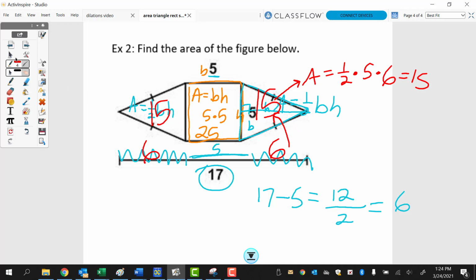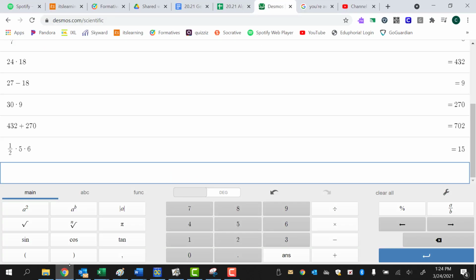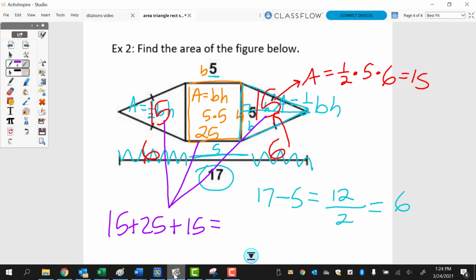Okay, so now I have to add all my numbers together. I got my 15, my 25, and my other 15. Let's type that in Desmos, get a final answer. 15 plus 25 plus 15 is 55. Final answer, 55.